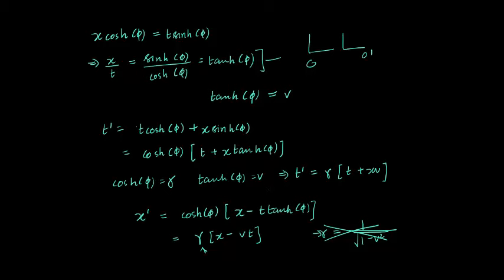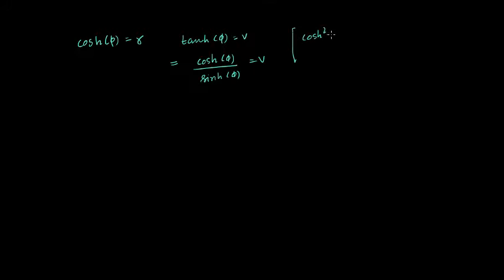Instead of doing that, we can simply see that we have assumed cosh of phi to be equal to gamma, but at the same time we know that tanh of phi is equal to v, and tanh of phi is equal to sinh of phi over cosh of phi, that will be v. And we know by hyperbolic trigonometric identities that cosh squared of phi minus sinh squared of phi is equal to 1. There's a minus here instead of the usual plus.